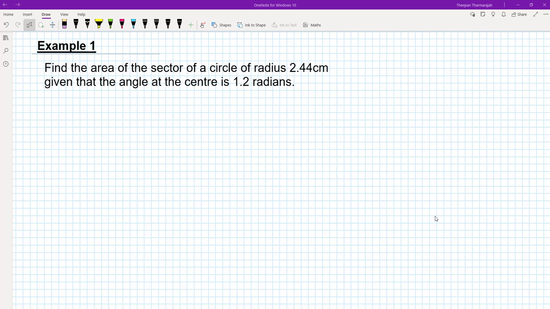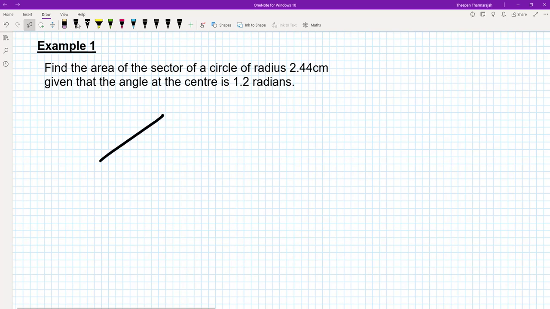In this video, we're going to look at the area of a sector and the area of segments. So let's take an example. Find the area of the sector of a circle of radius 2.44 centimeters, given that the angle at the center is 1.2 radians. So what we're going to do is draw a diagram for this question.